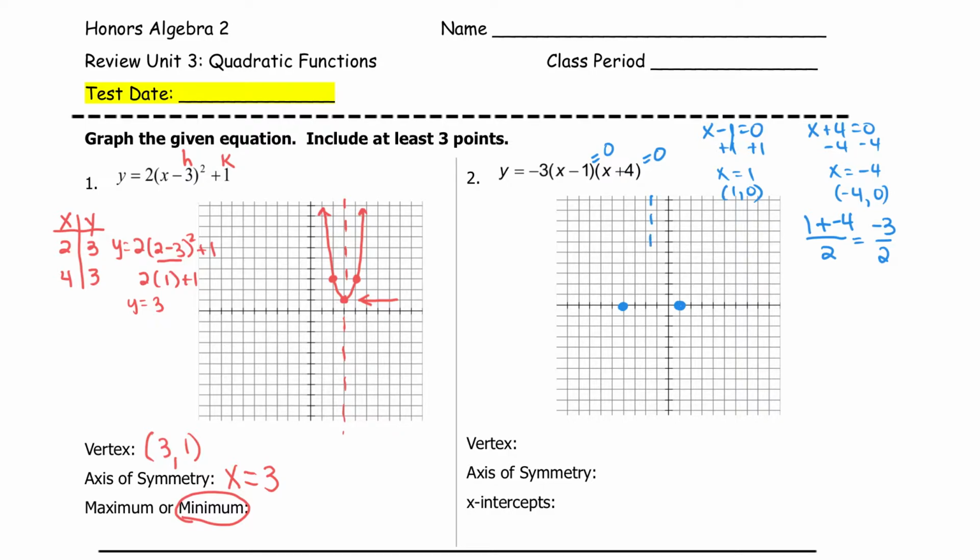So my axis of symmetry is going to be right here. Okay, so that would be x equals -3/2. Now the vertex is also going to be on that axis of symmetry, which means it's going to have the same x-coordinate as the axis of symmetry. Now I would need to plug that in to be able to find what my y value is. So I'm going to take that equation, y equals -3, but in place of x, I'm putting -3 halves.